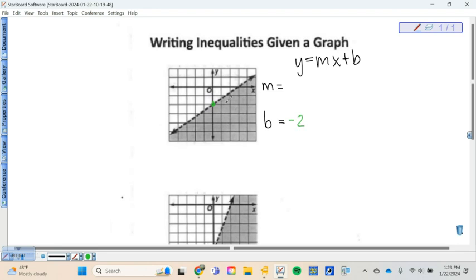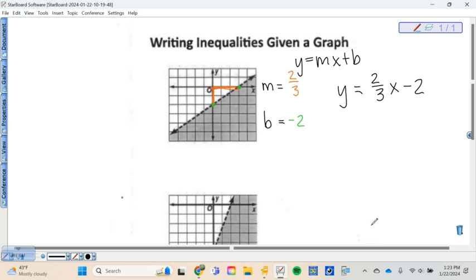And then I look on my graph for another point that's at a whole number, right? So right here, that looks good. And then I need to figure out my slope. How do I figure out my slope? Good, up 2, that's my rise, over 3, that's my run. So my slope is 2 over 3. And then I can write the majority of my equation, right? It's just going to be y equals 2/3 x minus 2, right? But it's not an equation.